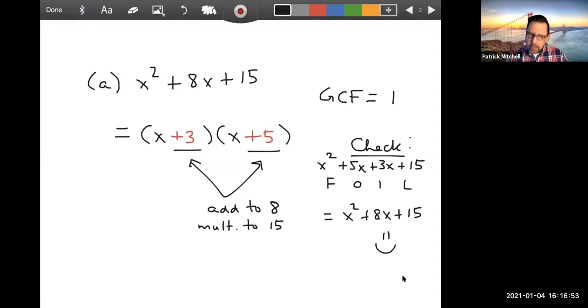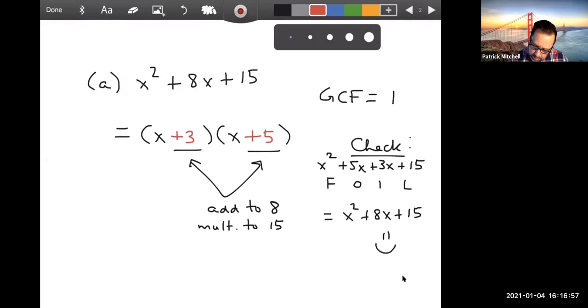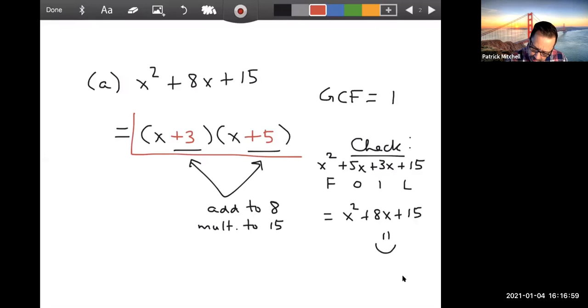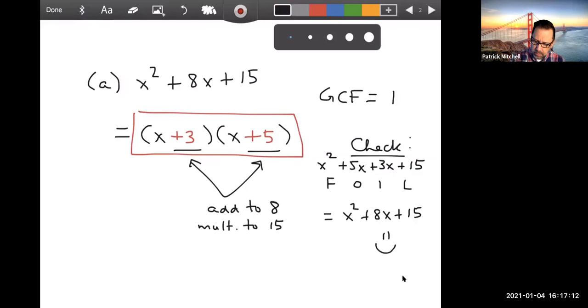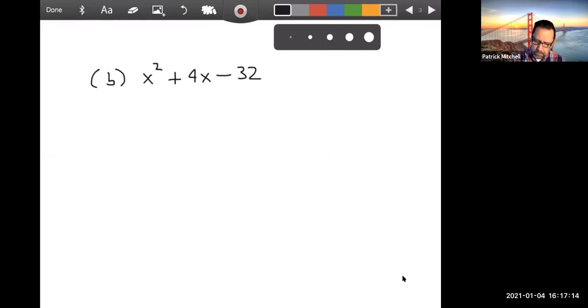Woohoo! That's it. So the answer is x plus 3 times x plus 5. By the way, x plus 5 times x plus 3 would be just as good. The order of the factors does not matter. All right, moving on to the next example.